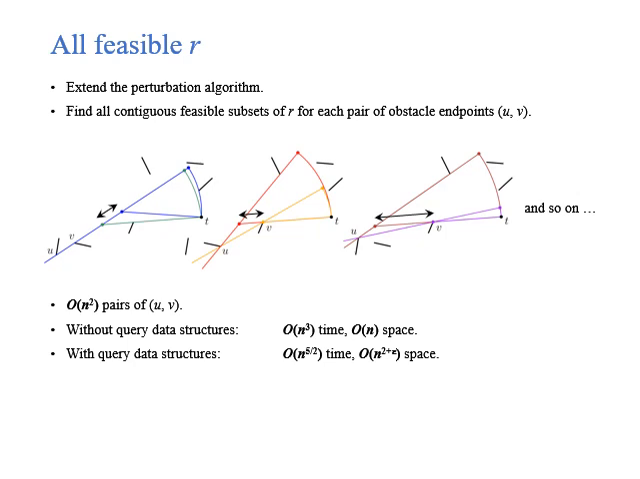Now, in the second problem, to find all feasible values of R, we extend the algorithm that I have just described. Without going into details, the extension basically allows us to find all contiguous feasible subsets of R for every pair of obstacle endpoints. For example, in the pictures, the two-headed arrow indicates the feasible range of R for a given pair of obstacle endpoints U and V. Similar to problem 1, without using any query data structures, we can find all feasible values of R in n cubed time. With query data structures, the time complexity improves to n to the power of 5 halves.